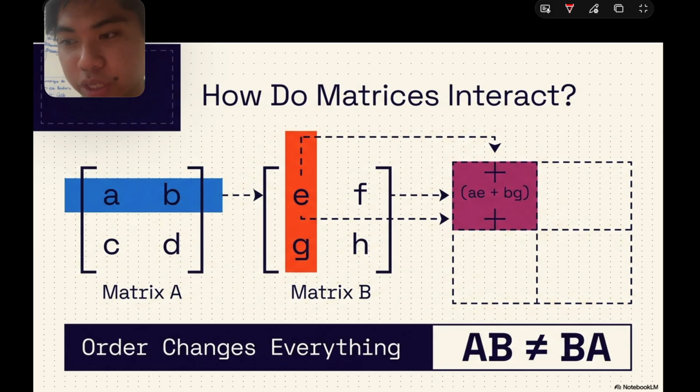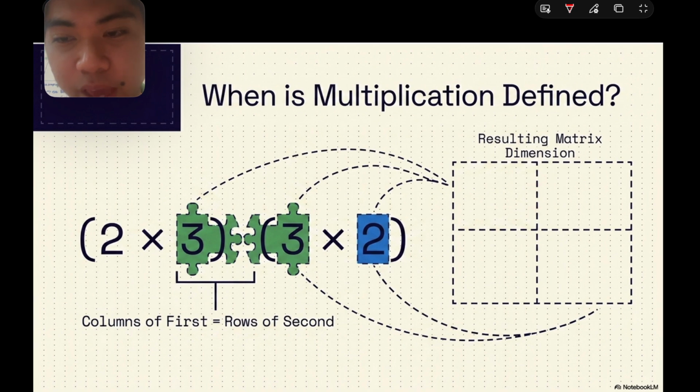So how do the matrices actually interact? When we multiply matrices together, we do the rows by the columns. We choose the rows first for our first matrix, A, and then we multiply it by the columns for our second matrix. How that looks is we take our first row, the first value, and multiply it by the first value of the first column of the second matrix. So that's going to be A times E.